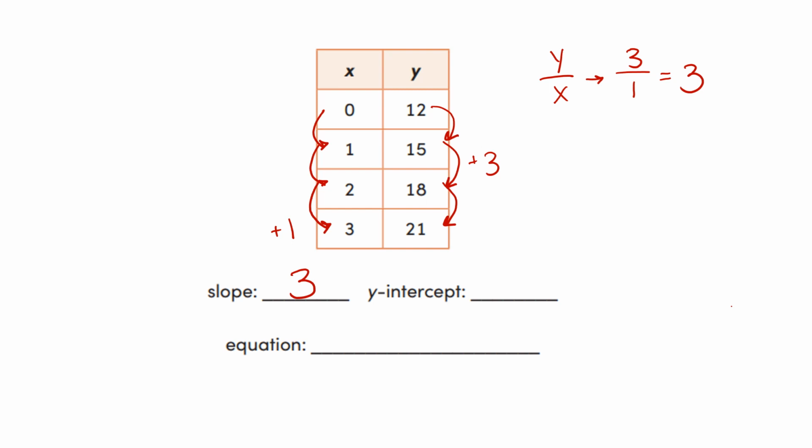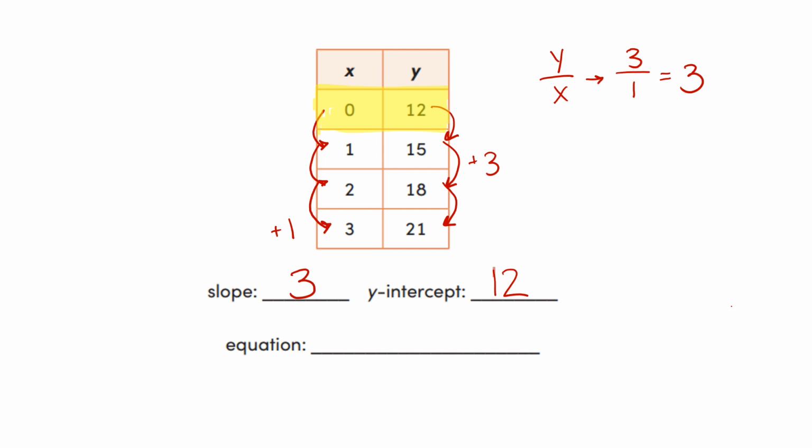In addition to our slope, we also need to identify our y-intercept. The y-intercept is always paired with the number 0. And so our x value is 0, our y value is 12, so our y-intercept is 12.